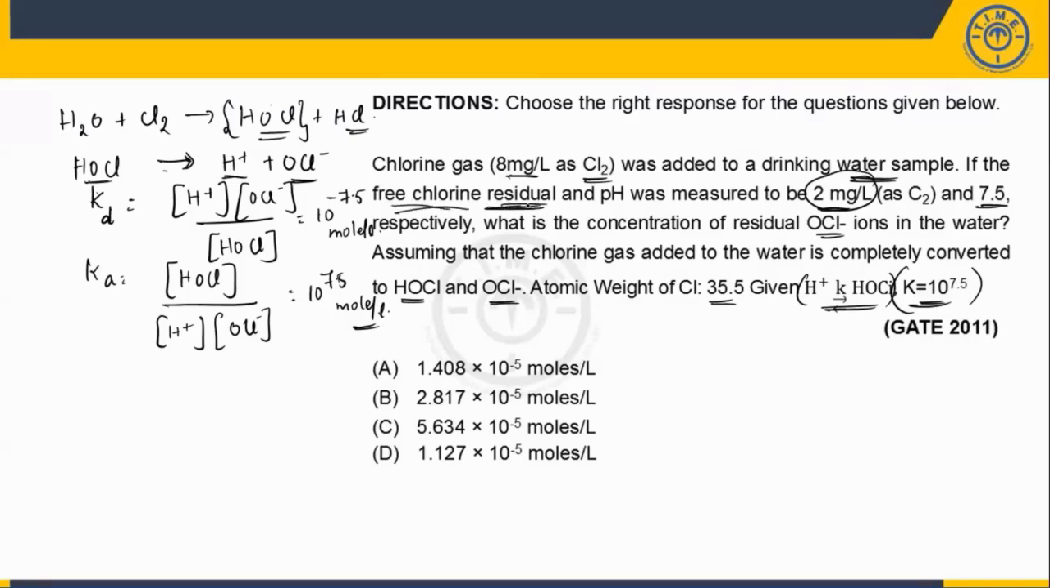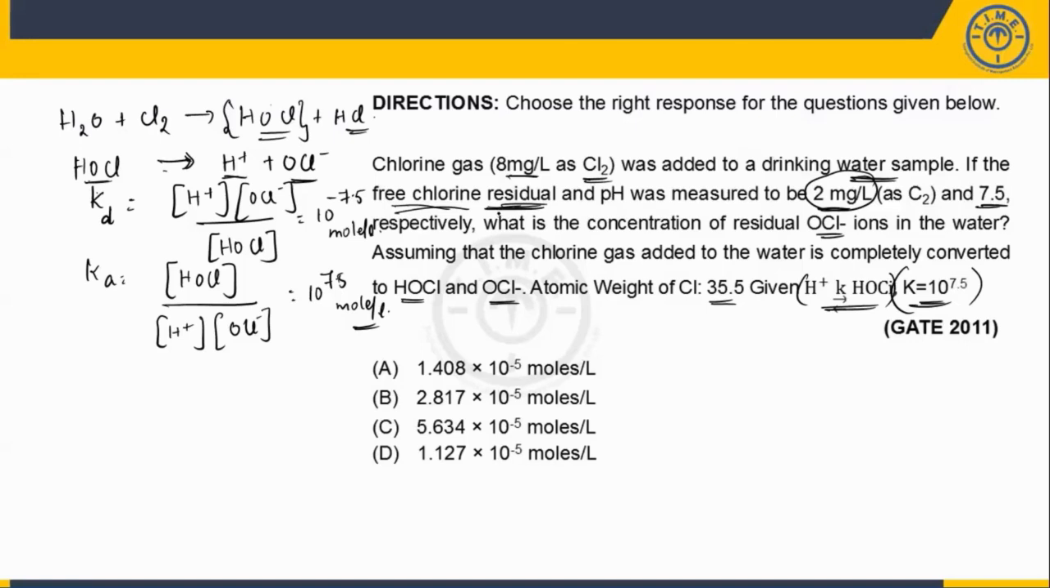Always do remember one point. Free residual chlorine is always responsible for disinfection.